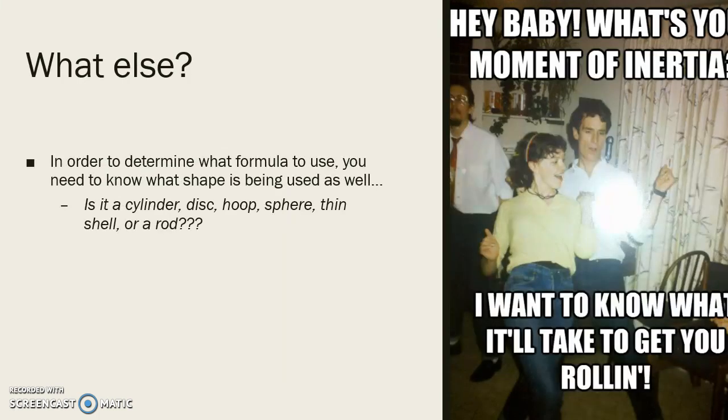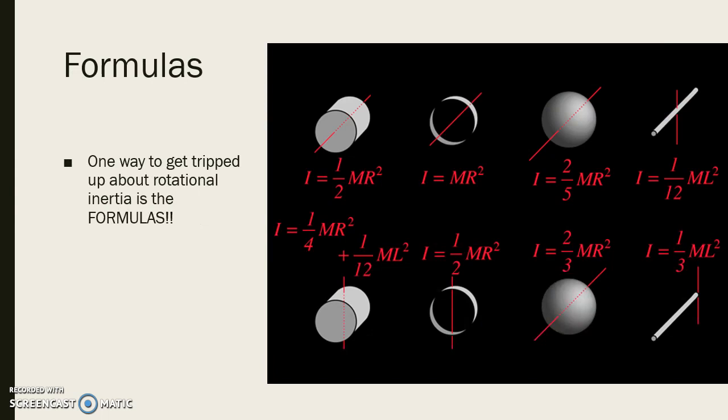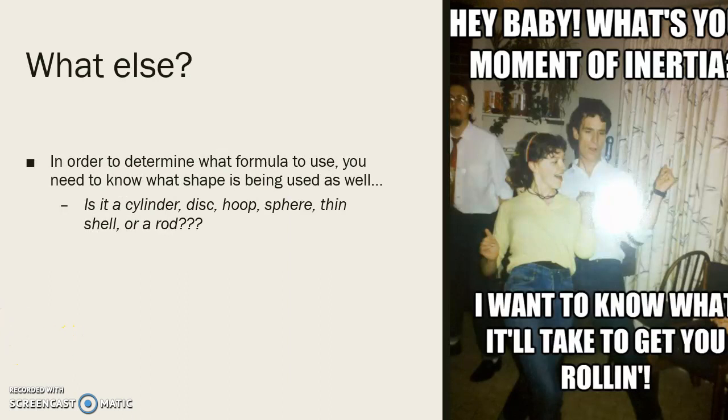In order to determine the formula being used, you need to know what shape is being used as well. Is it a cylinder? Is it a disc, a hoop, sphere, thin shell, or not? As we go back to this image right here, you see that all those things that I mentioned have different formulas.